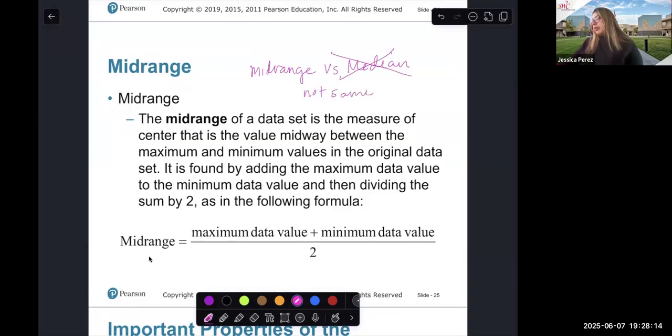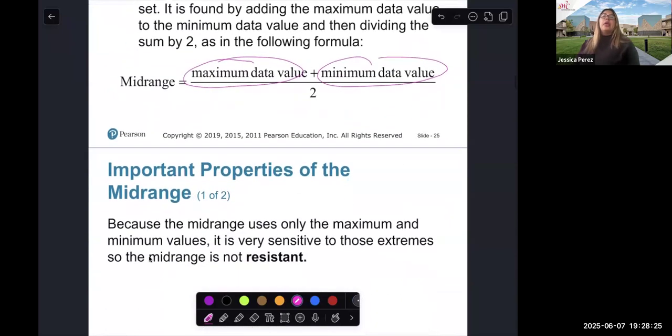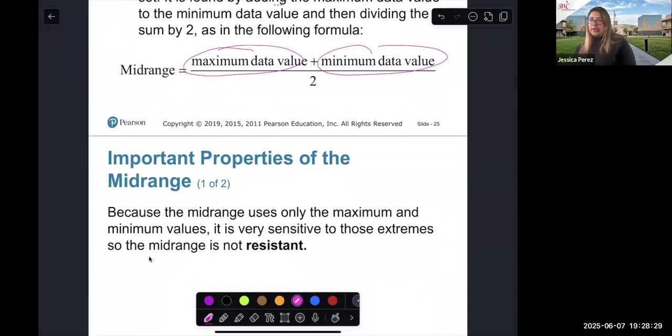Because first of all, when you're using a mid-range, you're only looking at the max data, adding it to the minimum data, and dividing it by 2. That's how you find the mid-range. Now, is the mid-range resistant or not resistant? Well, no, because the mid-range is very sensitive. It's very sensitive because if I just change a maximum value, that's going to impact your solution.